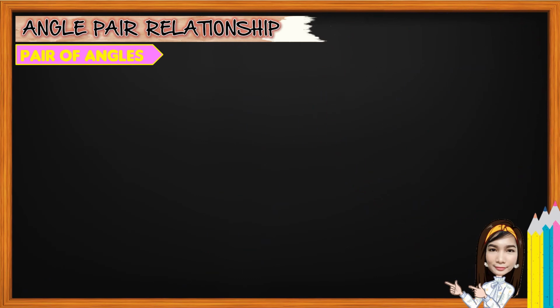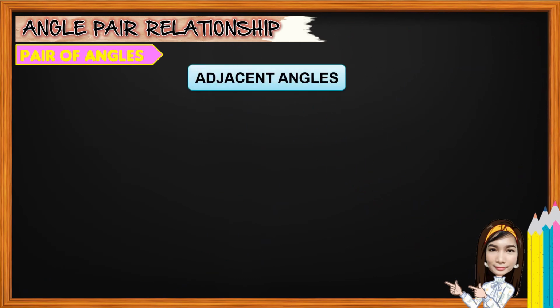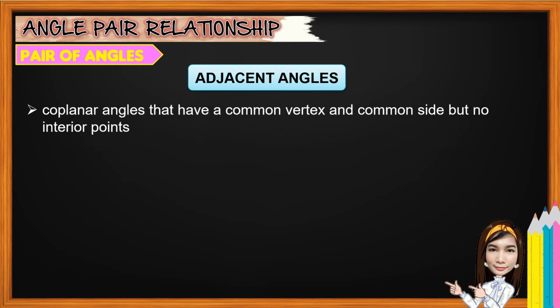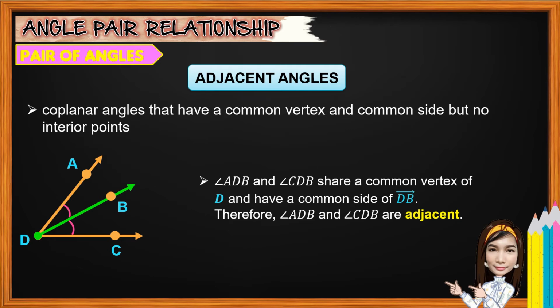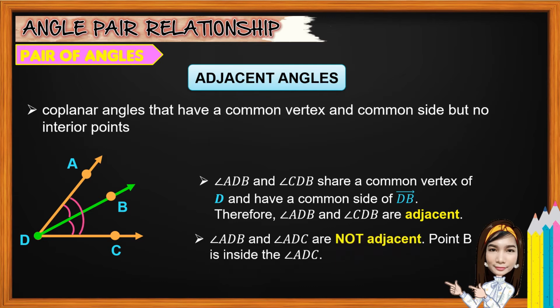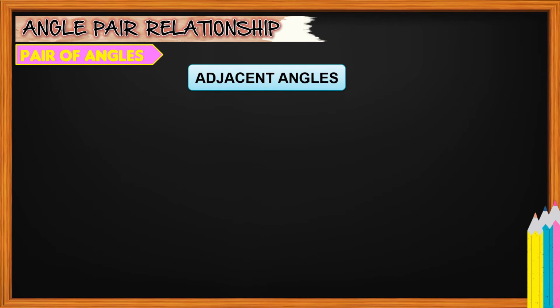Next, another pair of angles are the adjacent angles. These are the coplanar angles that have a common vertex and a common side but no interior points. Now in the given figure, angle ADB and angle CDB share a common vertex of point D and a common side of ray DB. Therefore, angle ADB and angle CDB are adjacent. In the given figure, angle ADB and angle ADC are not adjacent. Point B is inside angle ADC, and point B is considered an interior point. Let's have more examples.